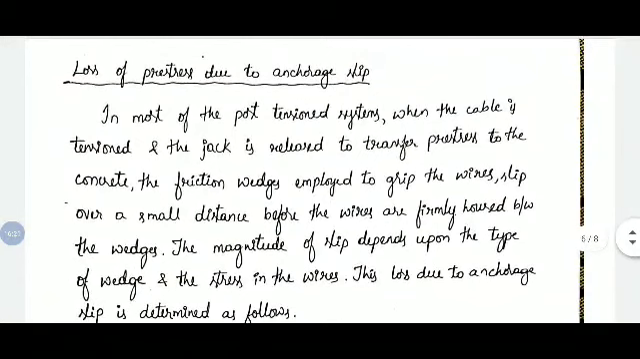Next one is loss of prestress due to anchorage slip. This happens in case of only post tension member. Here you should remember, after casting the concrete you are going to apply the pre-stressing force. That means there is no proper bonding, or there is no bonding at all between the tendons and concrete.